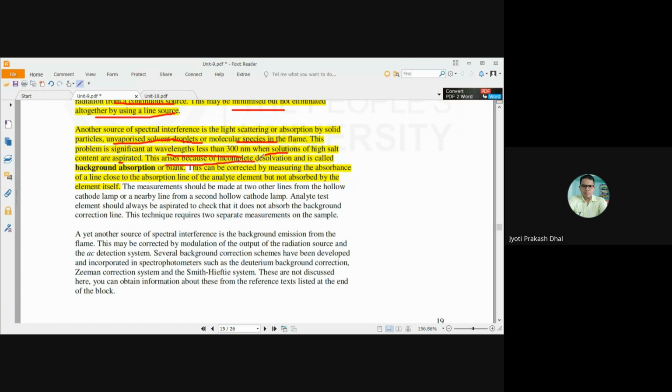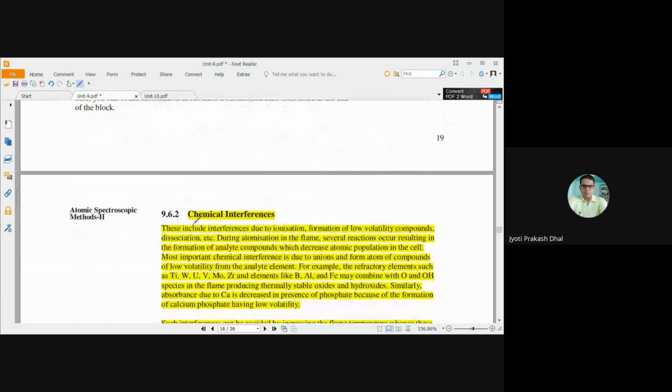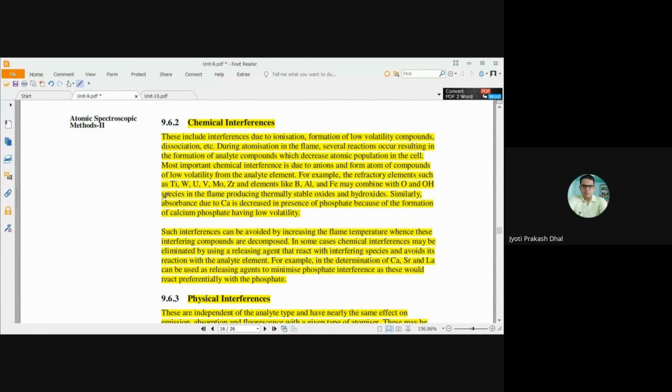This arises because of the complete desolvation of the sample, which is called background absorption or blank. Now coming to the chemical interference. The refractory elements such as titanium, tungsten, uranium, vanadium, molybdenum, zirconium, and elements like boron, aluminum, iron may combine with oxygen and hydroxide ion in the flame, producing thermally stable oxide and hydroxide. Similarly, the absorbance due to calcium is decreased by the presence of phosphate ion.